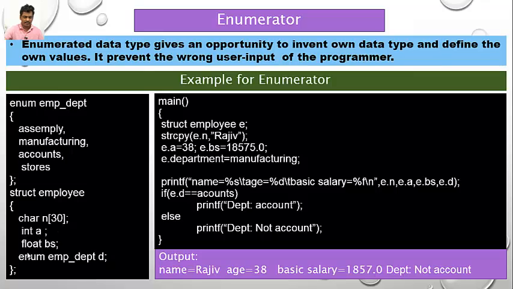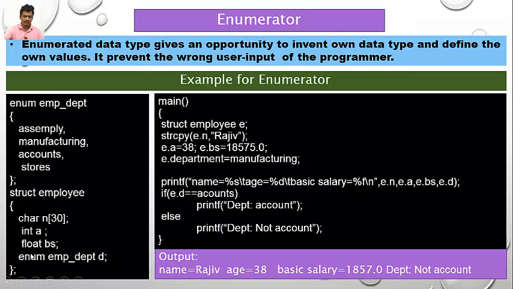N of 30, a, bs, enum empdef d. D is an enumerator variable. In this D, we can store any one of the values. If we try to store another value, it will give an error. So at the time of input, it restricts the user's value.